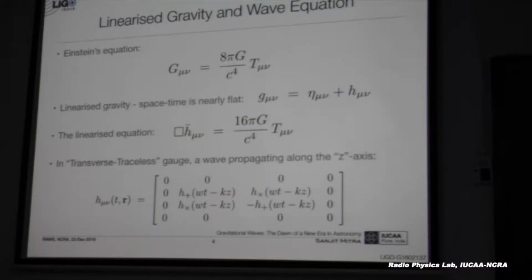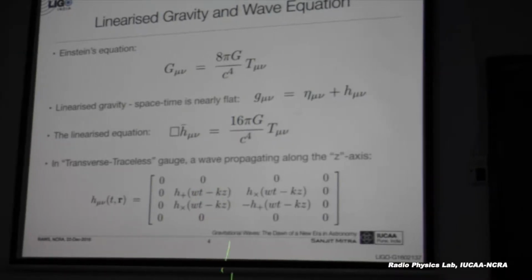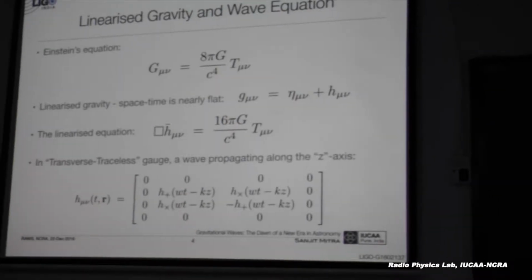And so basically these two things are related. Omega by k is c. Omega by k is c, right. That is right, because basically this is of the form ct minus z. So this is a propagating wave.